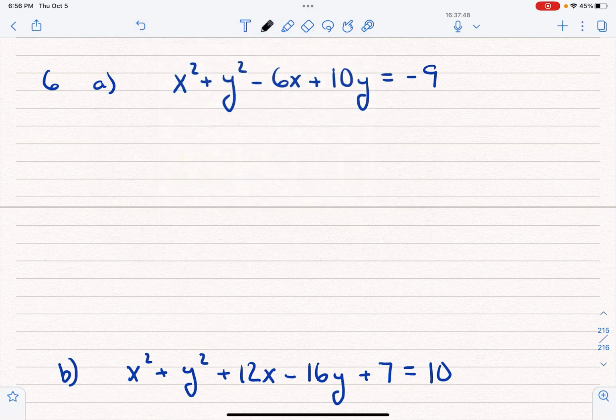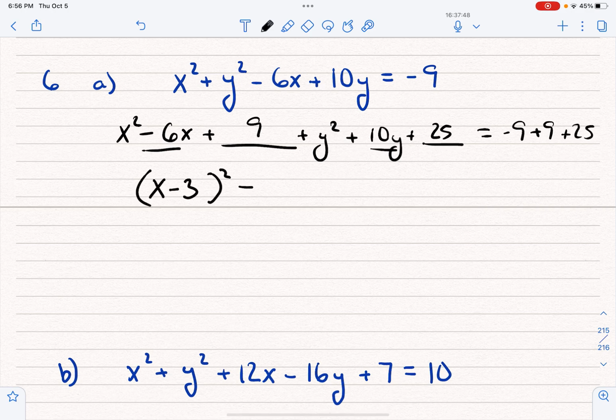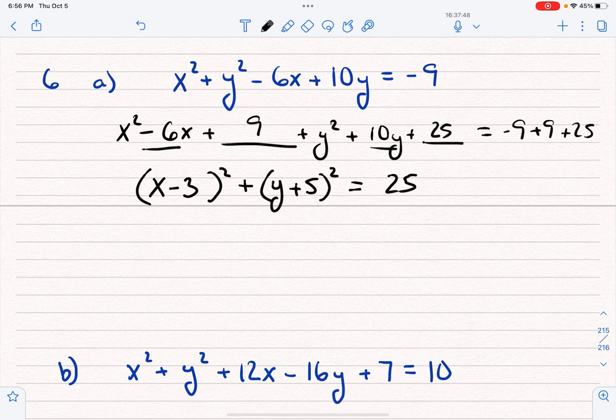So we have here, first thing we do is reorder it. x squared minus 6x plus blank plus y squared plus 10y plus blank equals -9. Half of -6 is -3. Square it, we get 9. So add 9 to this side. Half of 10 is 5. Square it, you get 25. Add 25 to this side. So we go, this is (x minus 3) squared plus (y plus 5) squared equals 25. So where's the center? The center is at (3, -5), and the radius is 5.